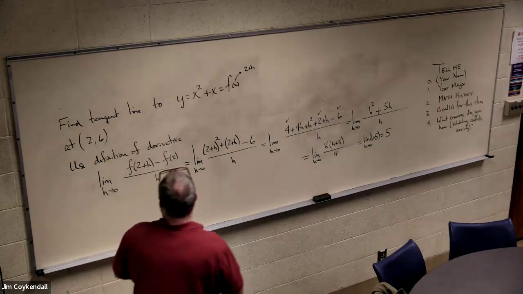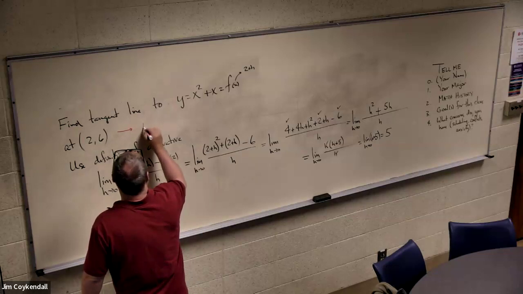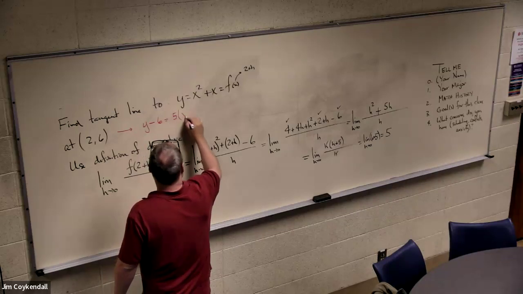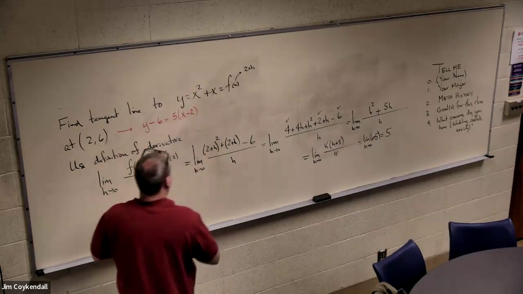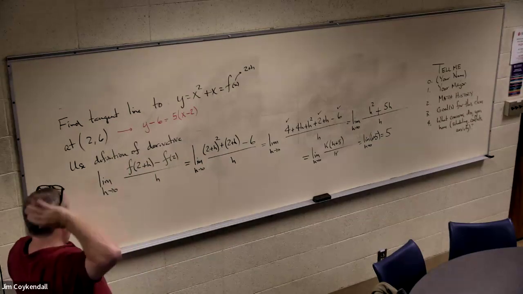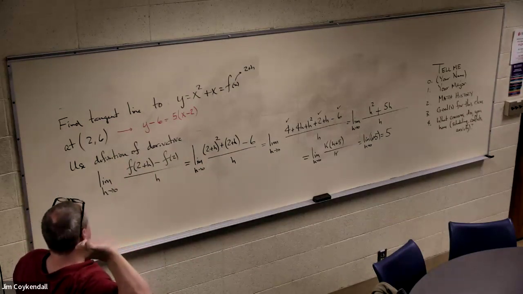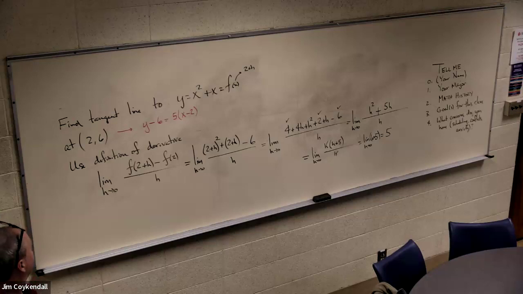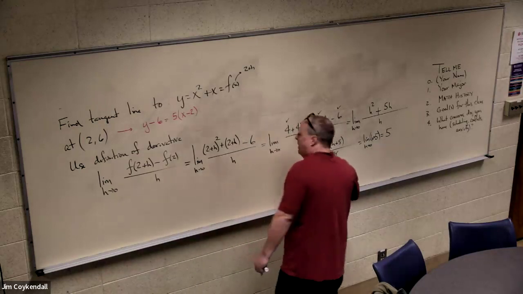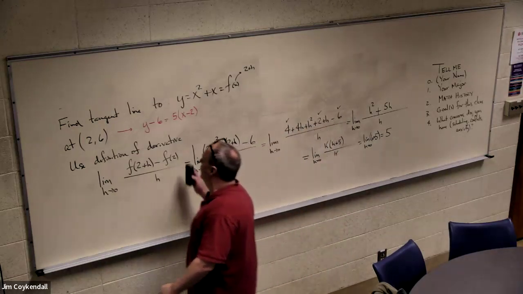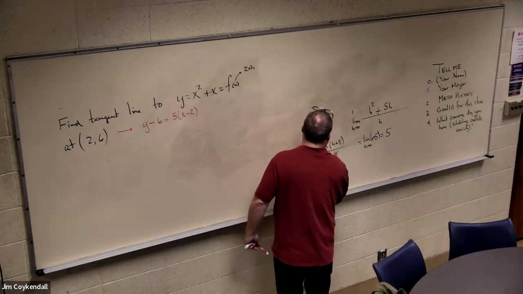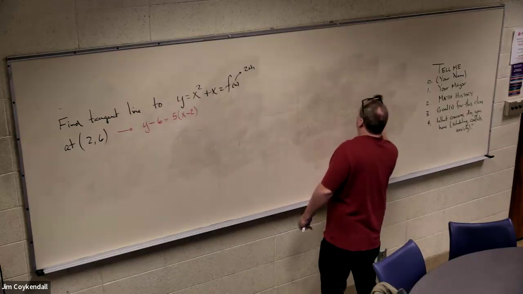So let me answer the question. Slope is 5. If you want to multiply that out, it's y equals 5x minus 4, but I don't care. So let's go a little bit farther. Let's use the definition of derivative to find the derivative of this thing. It's not that much more work.